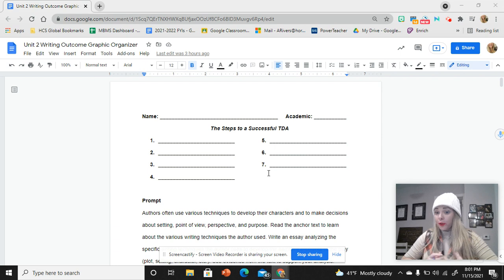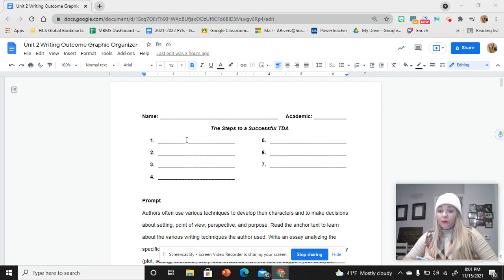It'll be in your writing folder, or I will provide you with a copy of it if you don't have one. But we're just going to really quickly review what the 7 steps are, and then we're going to go from there. So looking at this first line, lines 1 through 7, we are going to list out the steps that we need to follow in order to be successful for our TDA.